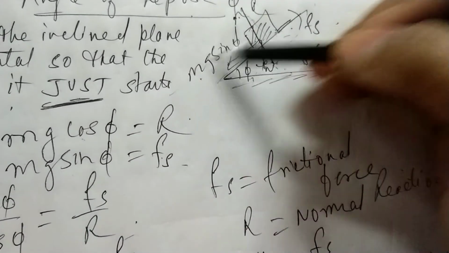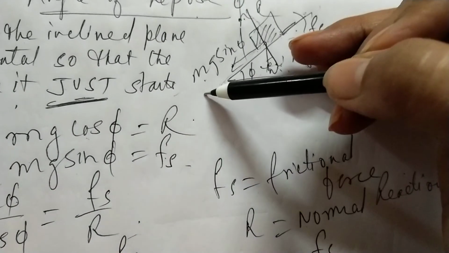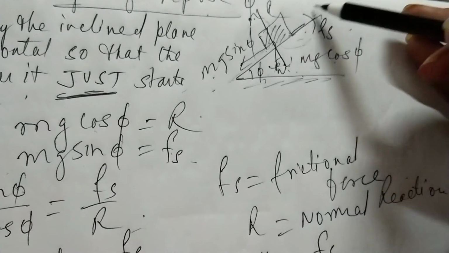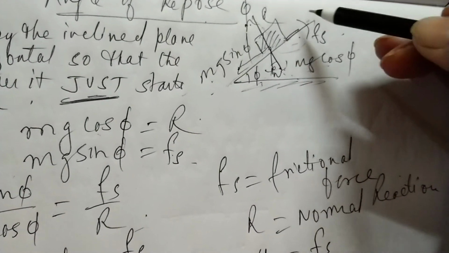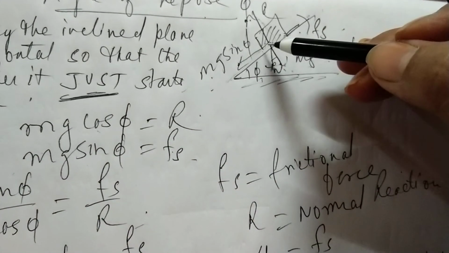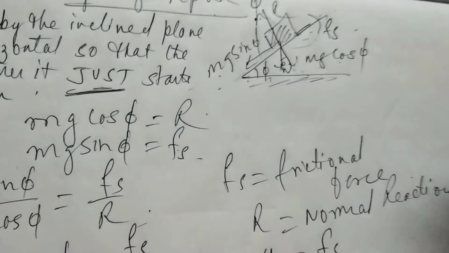If the body is moving down, the frictional force will act upward. If the body is moving up, the frictional force will act downward. mg sin phi is the component which is always towards the base of the inclined plane, but regarding the frictional force, it depends upon the direction of motion.